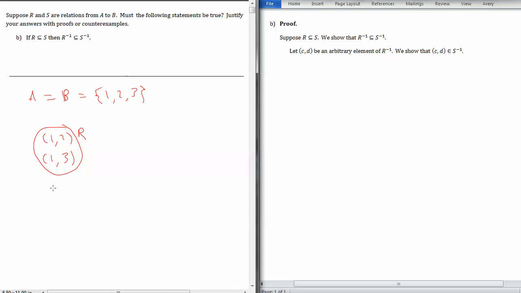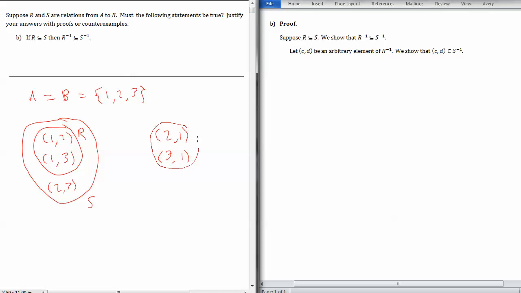And then S will contain those, but another one as well: (2, 3), how about? So S has R as a subset. And then we're wondering about R inverse and S inverse, and we can easily write down what the elements of those sets are. R inverse, we just switch the order, right? It contains (2, 1) and (3, 1).